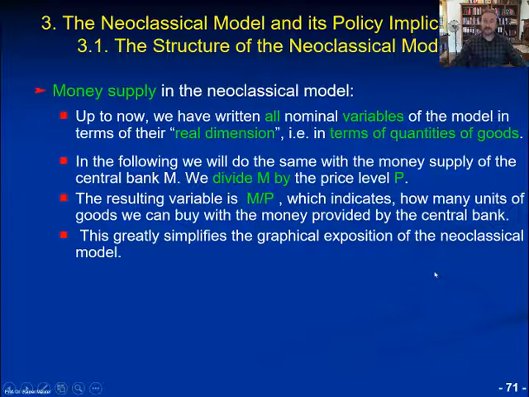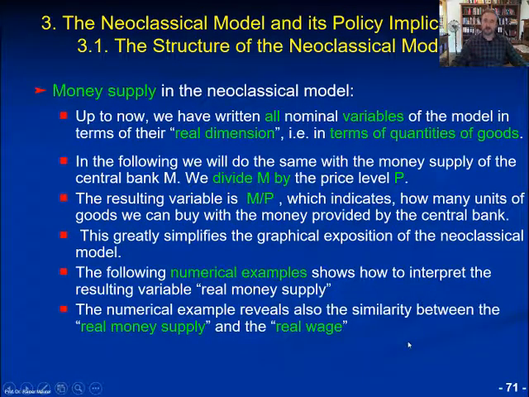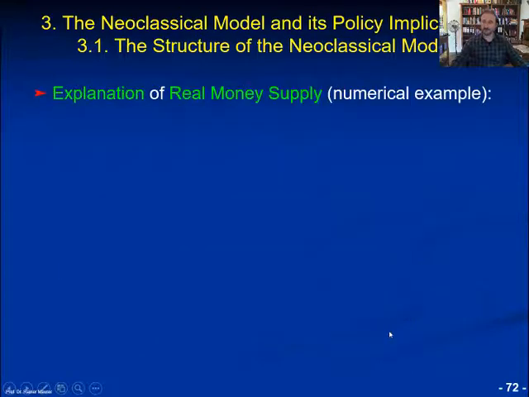This greatly simplifies the graphical exposition of the neoclassical model. In the following, numerical examples show how to interpret the resulting variable, which we call real money supply. The numerical example reveals also that there is a certain similarity between real money supply and the real wage, which we have already discussed.